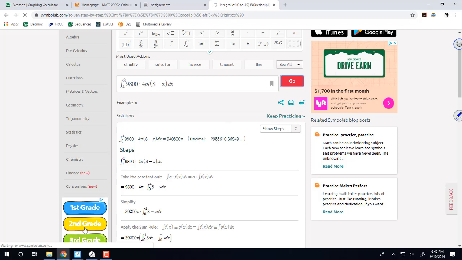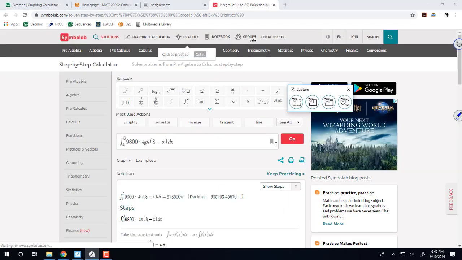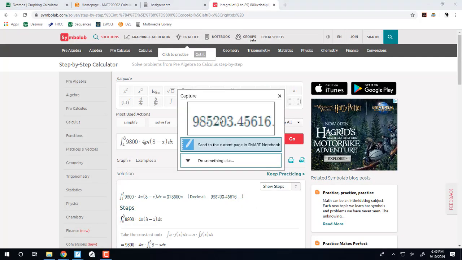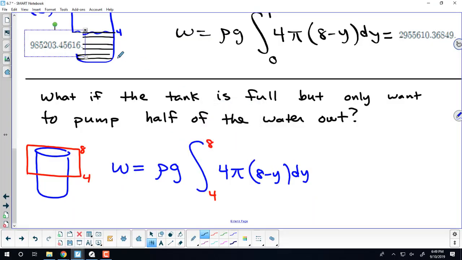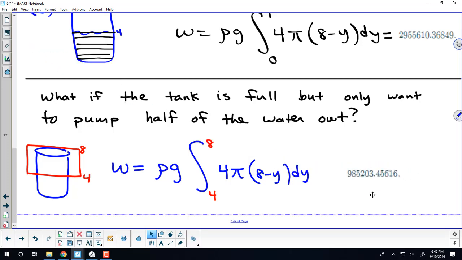No, it's pumping the water out, so it goes from the bottom to the top. If it was from the bottom, there wouldn't be any work. Is that 195? So now we have numbers to compare.